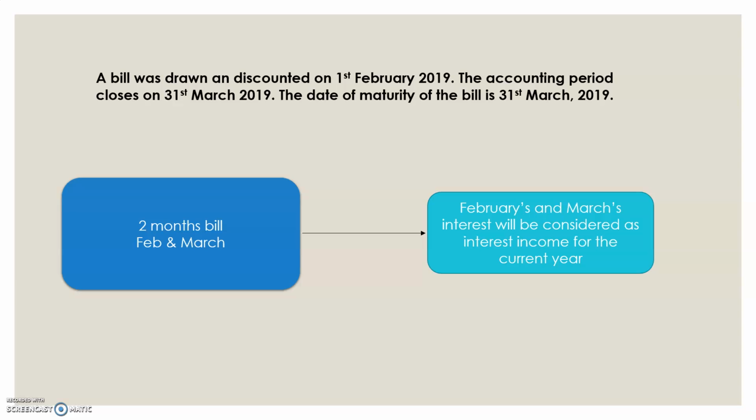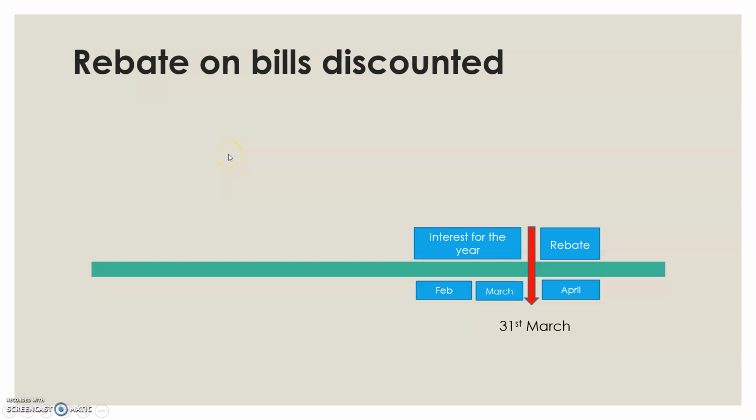And now the problem arises when it happens otherwise. Suppose 31st March is the end of the accounting period, and you will have to calculate the interest or rebate on bills discounted, the discount factor, the discount amount. Now the problem is, if it is a 3 months bill and 2 months fall in the current accounting year, and the date of maturity is in the next accounting year, say at the end of April. So that is the case.